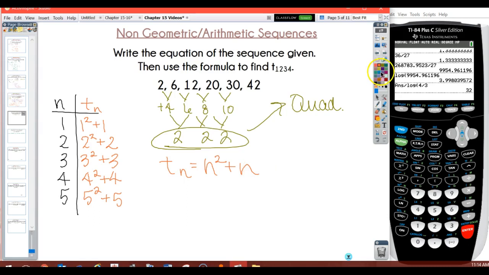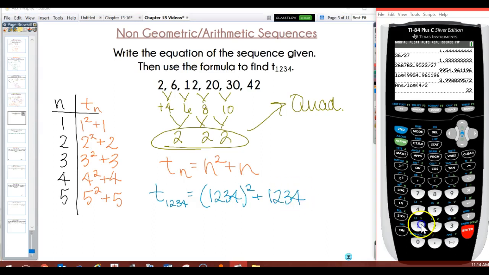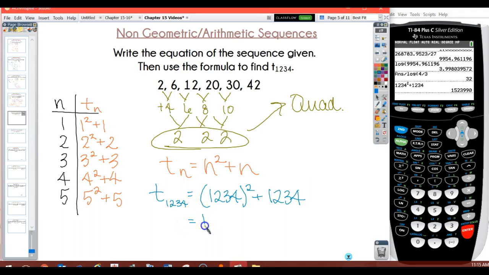Well, now that we have the formula, we can use this to find any term that we want by simply plugging in the term number n. So I'm going to go ahead and square 1,234 and then add 1,234. And so we end up getting that term to be, it looks like, 1,523,990.